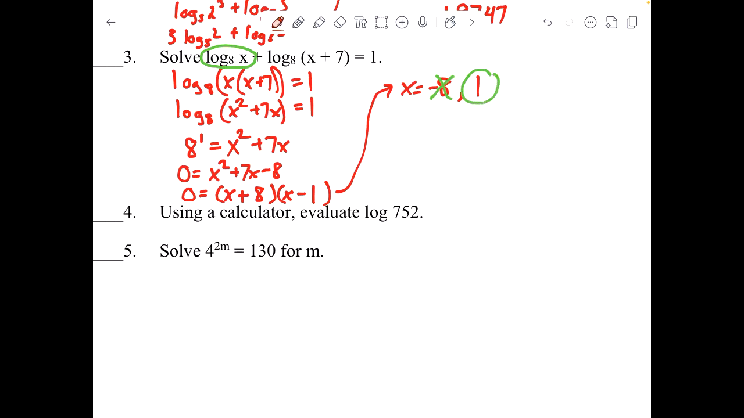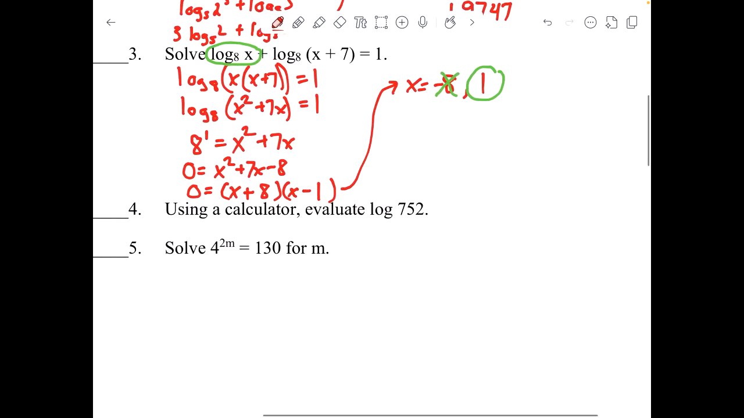On number 4, you just had to use a calculator to evaluate the log base 10 of 752, and that gives you an answer of 2.8762.